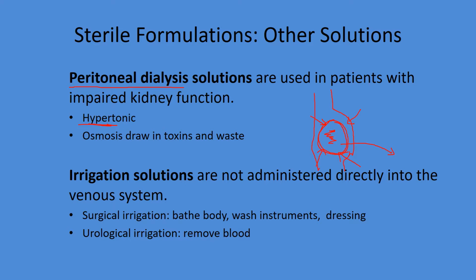And then irrigation solution. So we'll have bladder irrigation sometimes. It's continuous, usually with NS or half NS. And of course, cleaning outside of the body and instruments.